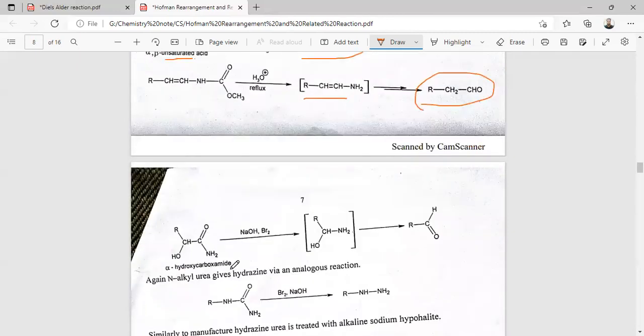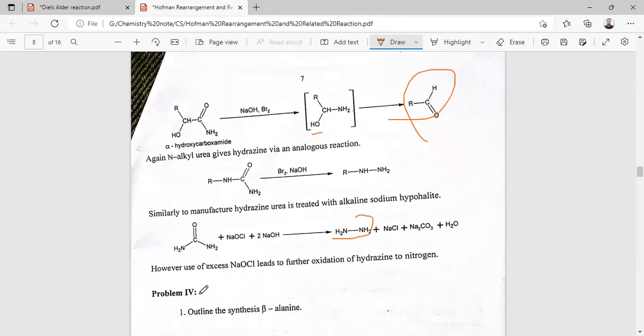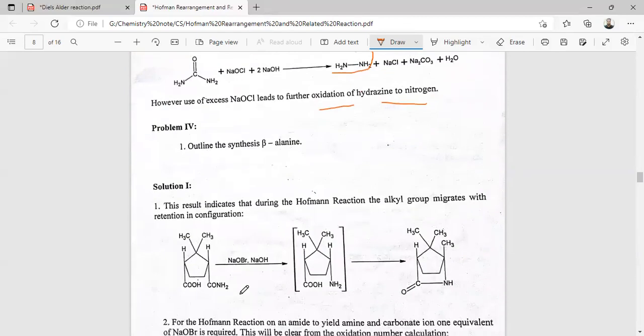So the alpha hydroxy amide forms this amine intermediate. Next it goes to this aldehyde. So again, N-alkyl urea gives hydrazine in an analogous reaction. Similarly, in the manufacture of hydrazine, urea is treated with alkaline sodium hypochlorite to form this hydrazine molecule. However, the use of excess oxidant leads to the further oxidation of hydrazine to nitrogen.